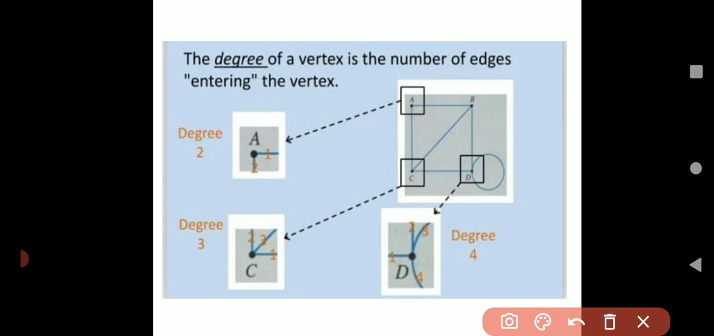And then next we study odd degree and even degree. If a vertex has an odd degree, then that vertex is known as an odd vertex. If the vertex has an even degree, then that vertex is known as an even vertex.